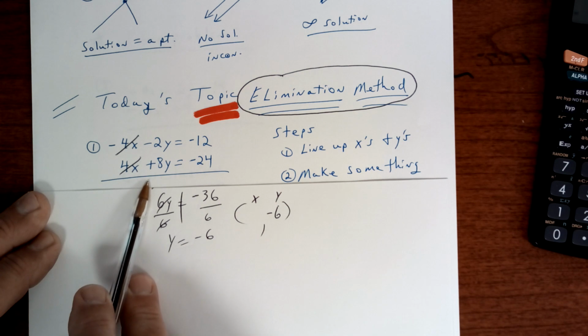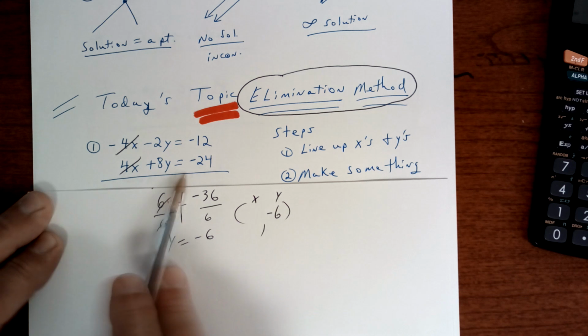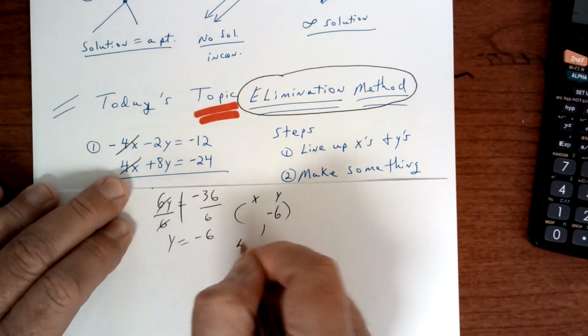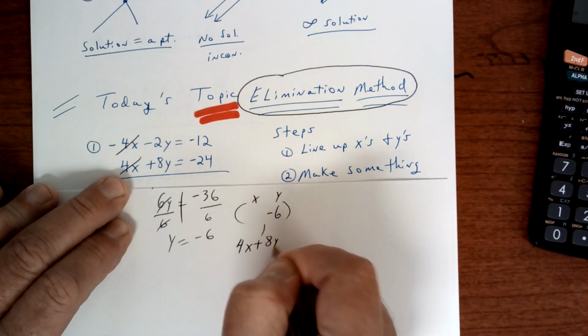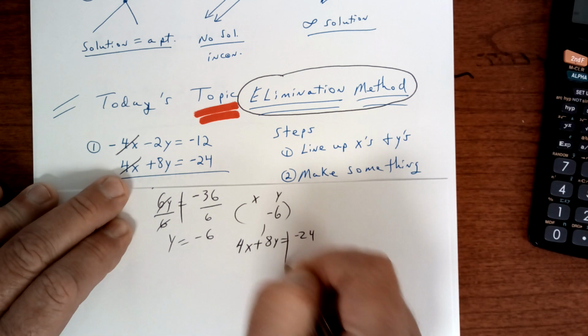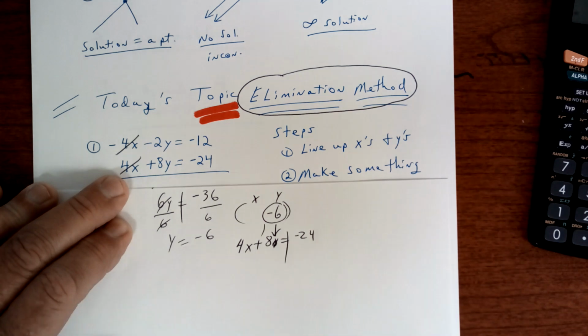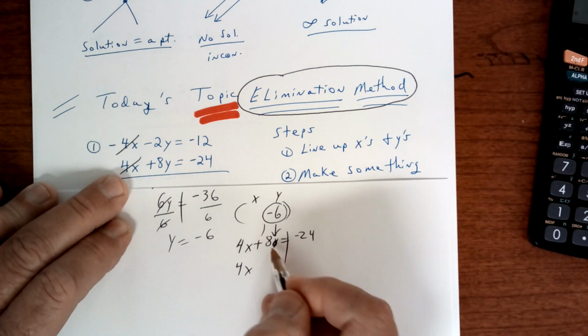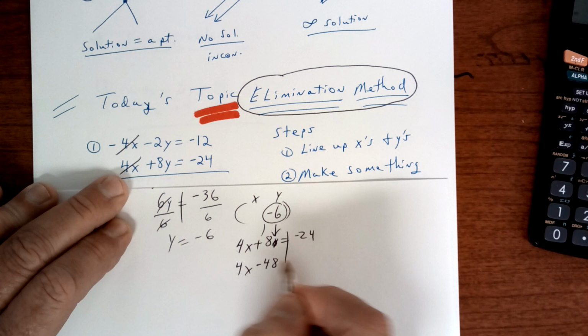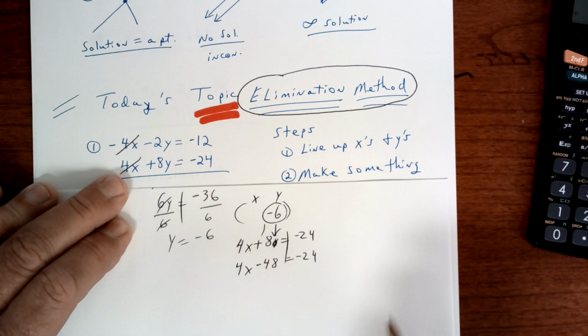I guess it really doesn't matter, but I kind of like the second one. So I'm going to say 4x plus 8y equals negative 24, and then I'm going to substitute this in place of that y. So scratch it out. I'm going to get 6 times 8 is 48, so that's a negative 48 equals negative 24. Here I'm going to add 48.